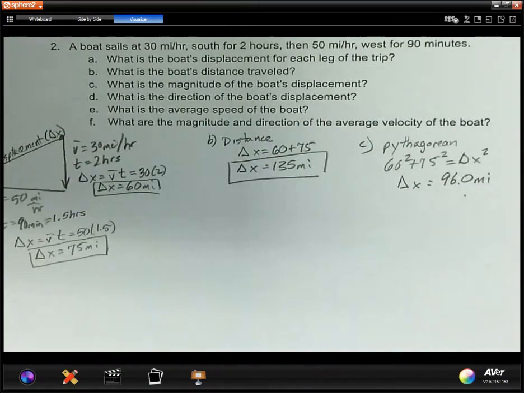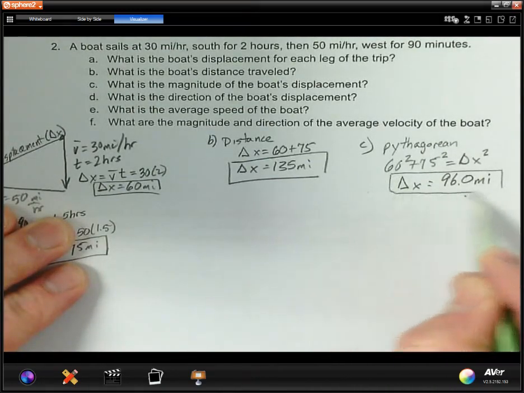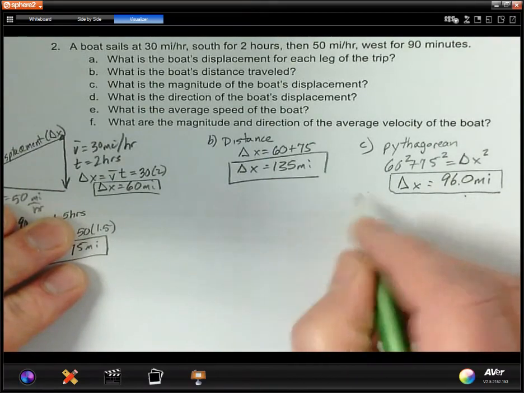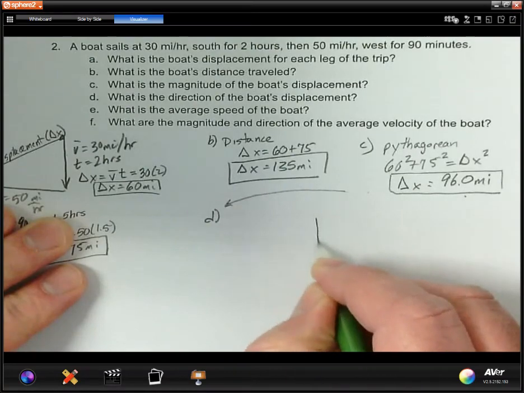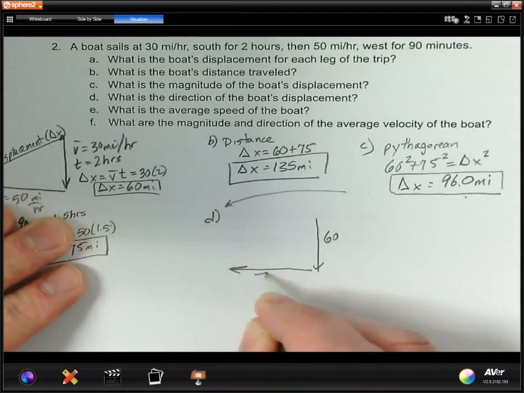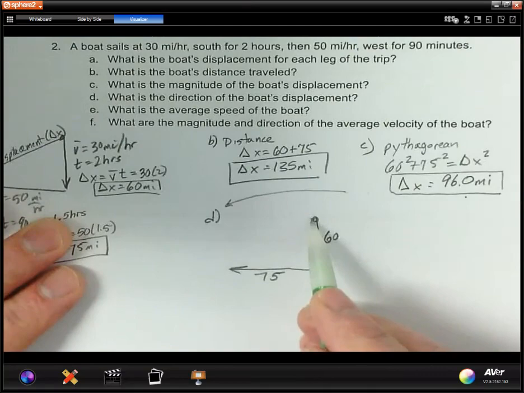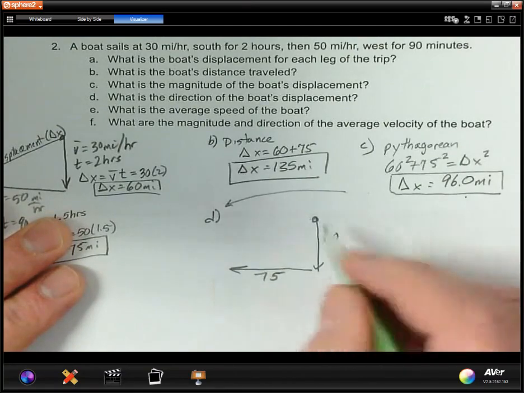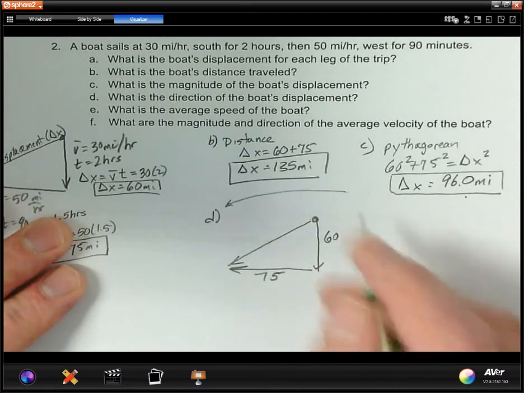All right. Now, that's the magnitude of the displacement. How big is it? But I also want to know the direction. So for part D, I'll put that over here. I'm going to redraw this a little bit. Okay, so I went down this way, 60, then over this way, 75. And I want to tell somebody who is here how to get to that point. I can tell him he's got to go 96, okay, but I have to tell him what direction to go.